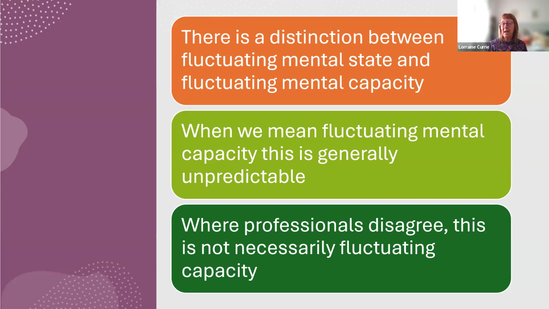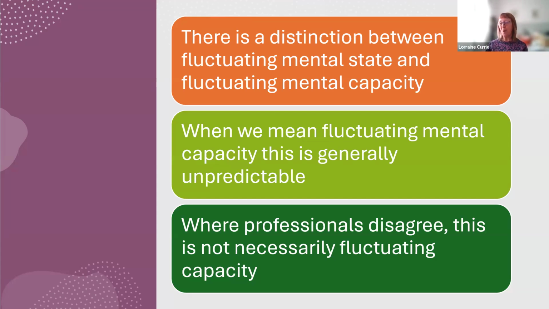There's also a distinction between having a fluctuating mental state and fluctuating mental capacity. They may have ups and downs that come with their mental impairment, but that doesn't of itself mean that their decision-making is fluctuating. They may be more impaired at some times than at others, and that may increase or lessen. There may be triggers, but actually their decision-making may remain okay. When we're talking about fluctuating mental capacity, often that means that we can't predict it. At any one time, we may get different responses and different outcomes when we're carrying out an assessment of capacity.